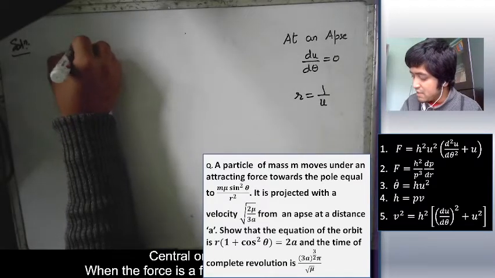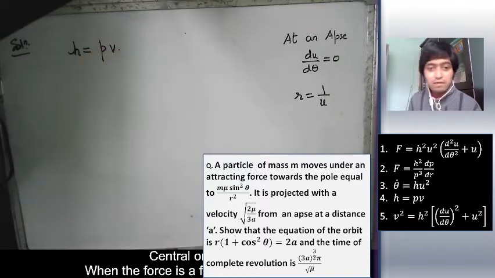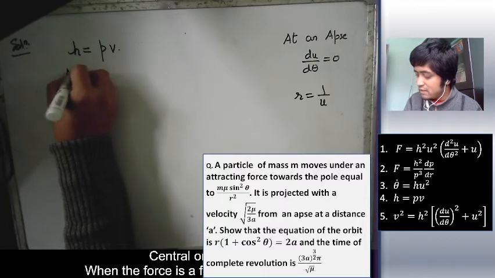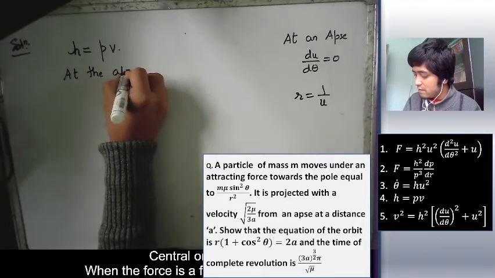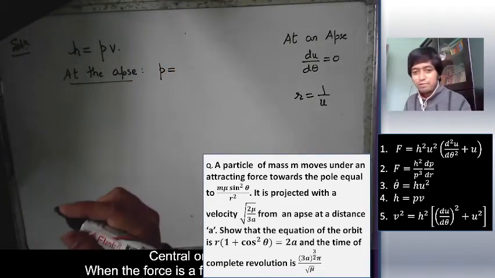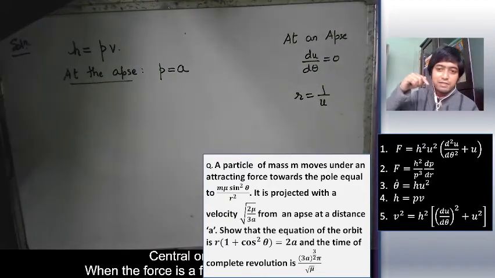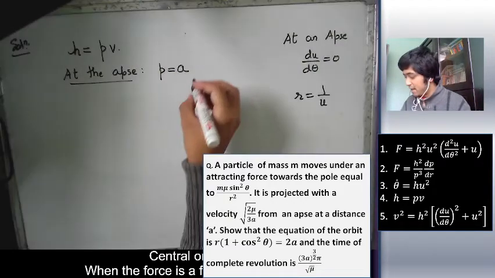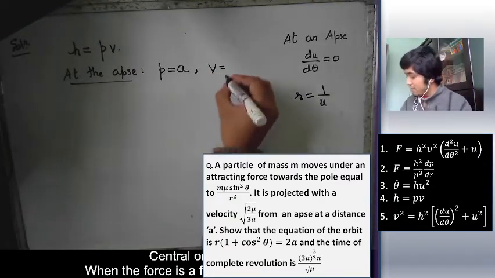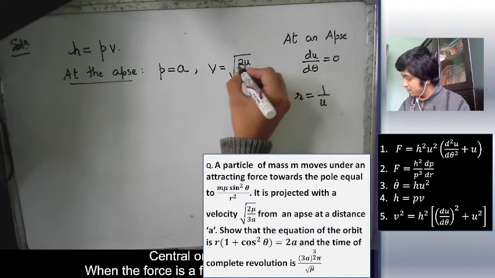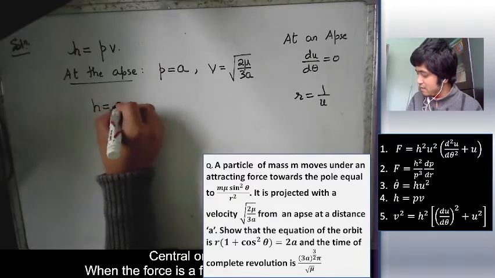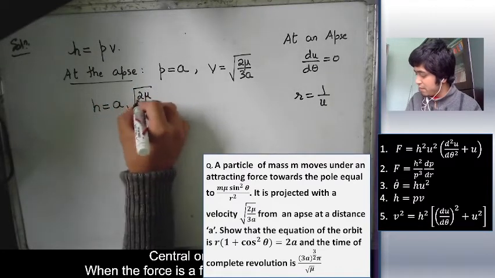Solution: h equals pv. But because it is a constant, I repeat, we can even use the value at the apse. P, if you remember, will be equal to the radius, which is a, and the apse is at the distance a, that is why. And v, if you notice the question, is root 2 mu by 3a. So this is what is happening. Now let us find h.